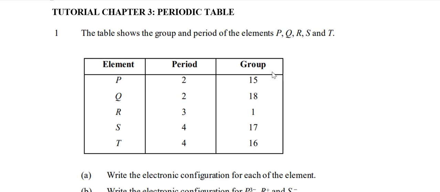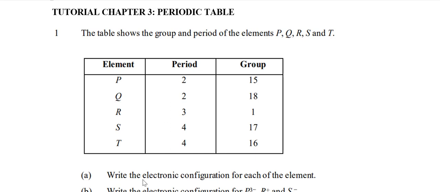Okay guys, so in this video I would like to discuss our tutorial. Okay, our tutorial question. So have a look at the first question. So we got a table of elements. Okay, P, Q, R, S, and T. Given the period and also the group for this element.